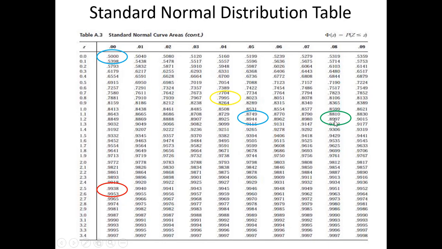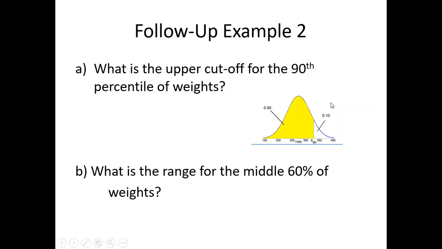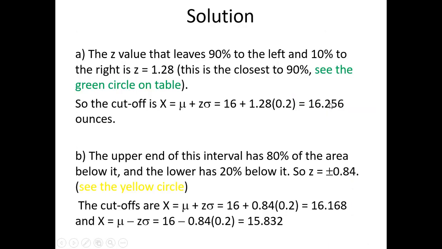This is like applying an inverse function. So the Z value would be 1.28. So we can use that. We use the 1.28 to get the cutoff, which is an X. We know that X is equal to mu plus Z sigma. Mu is 16, sigma is 0.2. So when I substitute and simplify, we'll get 16.256 ounces. So this represents the 90th percentile. We could think of this as our cutoff point.